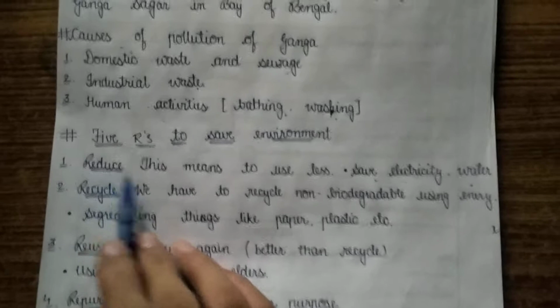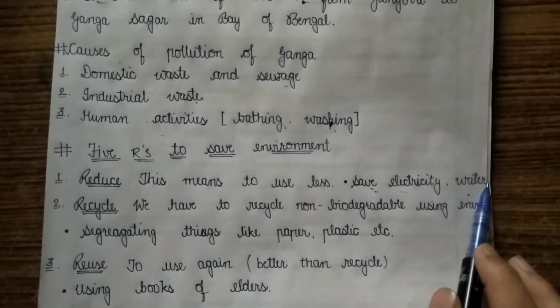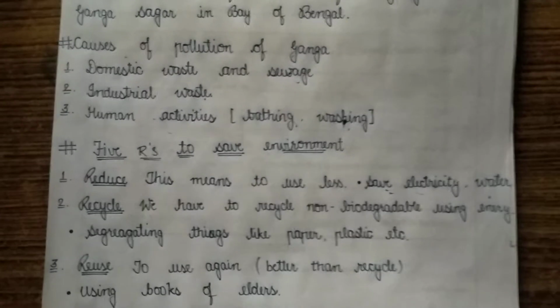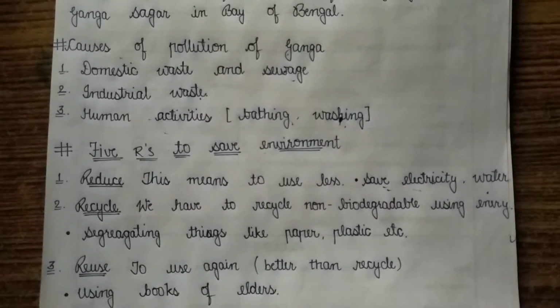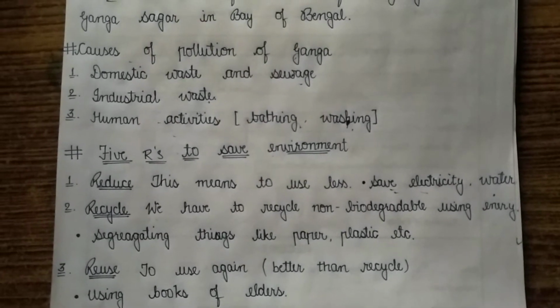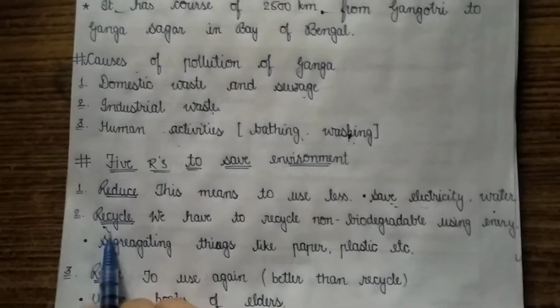First is reduce. This means to use less. Example is save electricity, water. Now the question is how we can save electricity and water. We can save electricity by switching off the fans and lights that are not in use, by repairing the leaky taps.